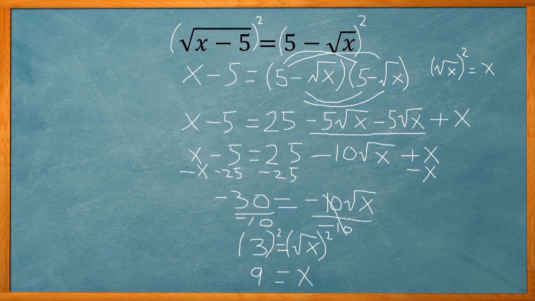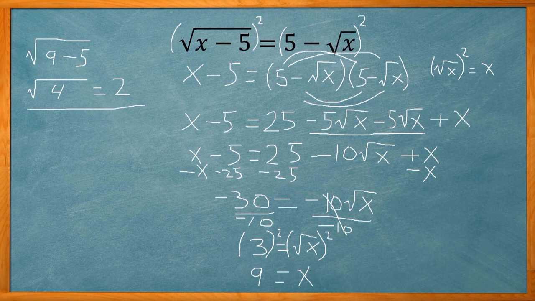Now you can double check your answer by plugging this value back into the original equation and seeing if both sides equal the same thing. So if I take square root of 9 minus 5, so I'm just replacing the x with the 9. Okay, 9 minus 5 is 4. Square root of 4 is going to be 2. 2 times 2 is 4.